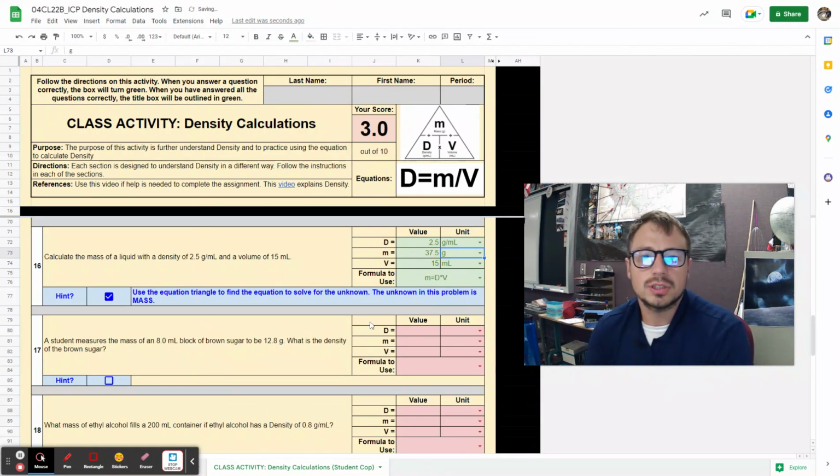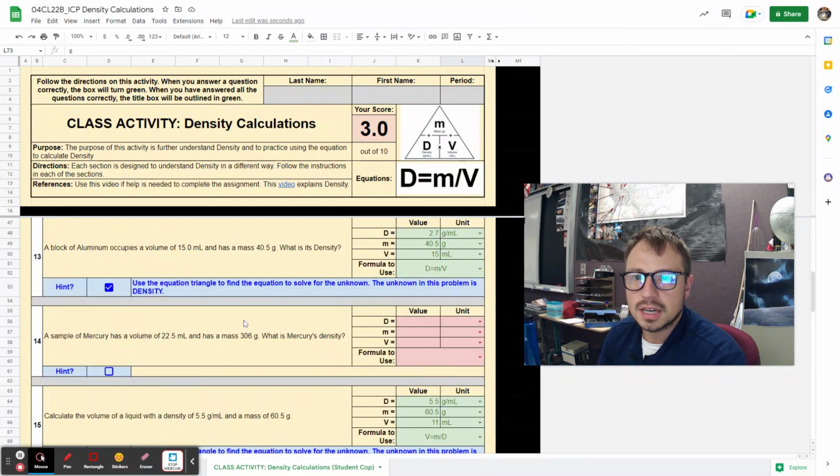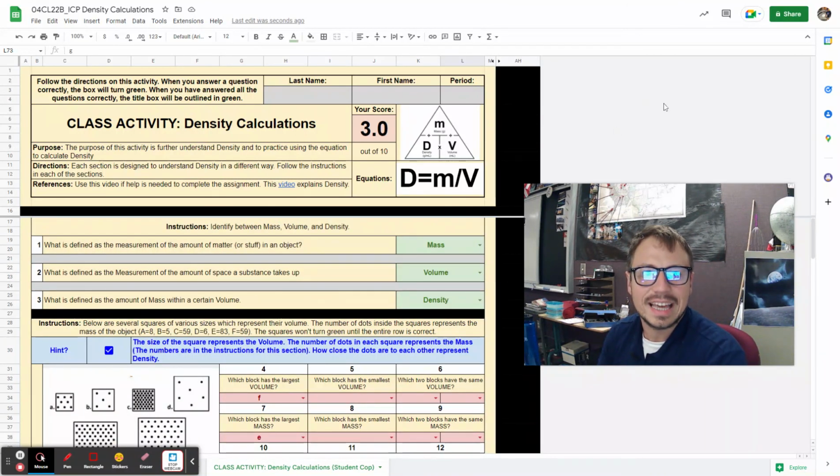Good. All right. So that's an example of how you do all three. One where you find the density, one where you find the volume, and one where you find the mass. So once again, this is the class activity for density calculations.